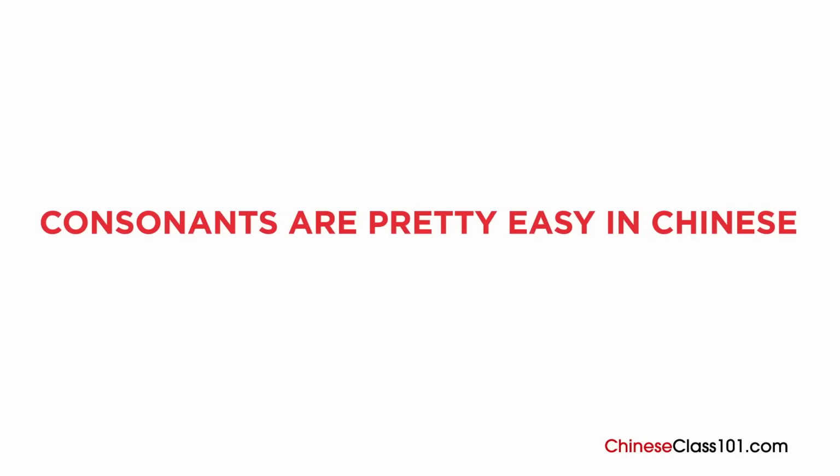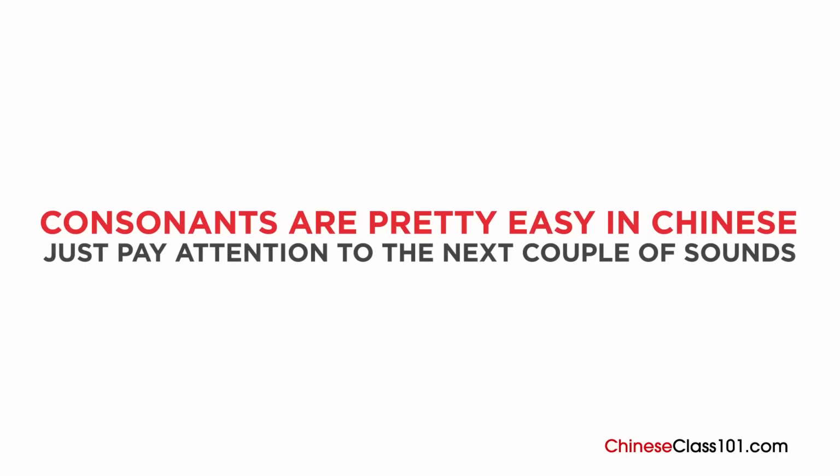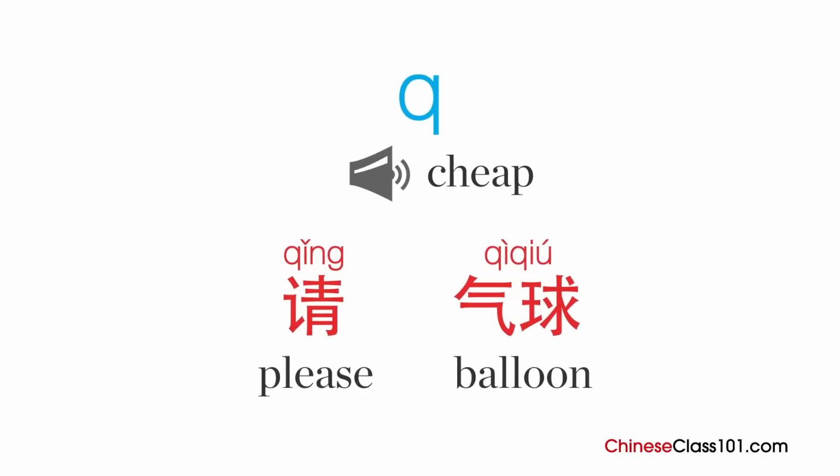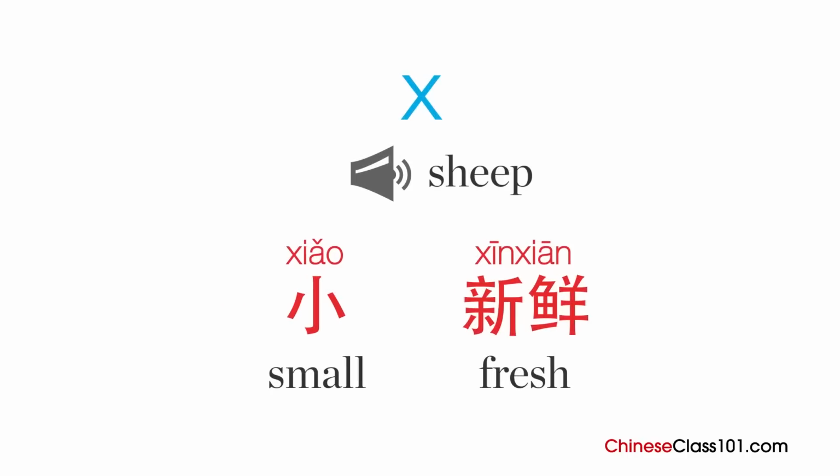Consonants are pretty easy in Chinese. Just pay attention to the next couple of sounds. J is like the J in "Jeep", but press your flat tongue tightly against the back of your upper teeth. Q is like the CH in "cheap", but again with a flatter tongue and a stronger puff of breath. X is like the SH in "sheep". Again, you lay your tongue flatter and extend the two sides of your mouth wider.